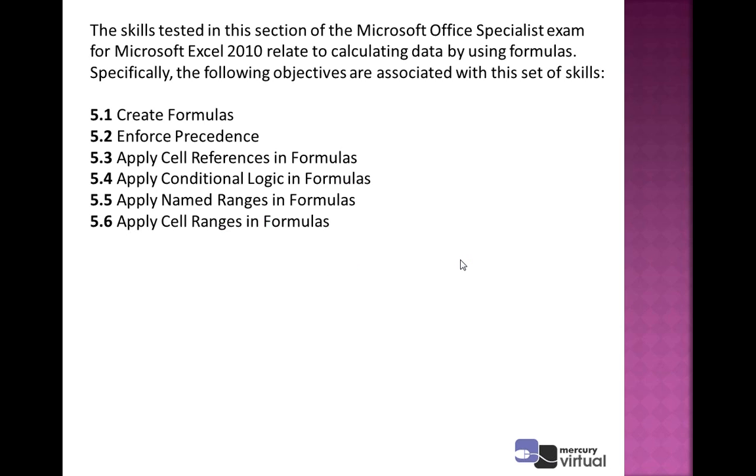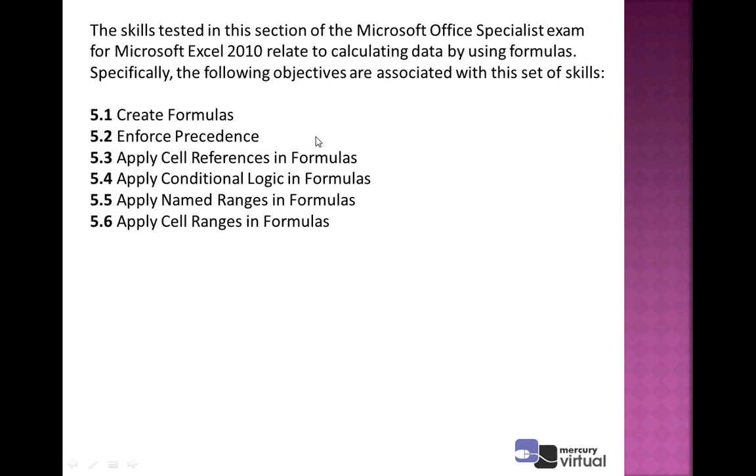This chapter includes 6 parts. 5.1 is how to create the formula. 5.2 is enforcing the precedence. Then apply cell reference in the formula. Then apply conditional logic in the formula. Then apply named ranges in the formula. Then last is 5.6, apply cell ranges in formula. So there are a total of 6 topics starting from 5.1 and ending with 5.6.